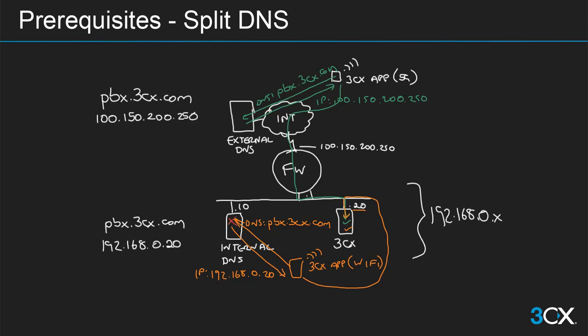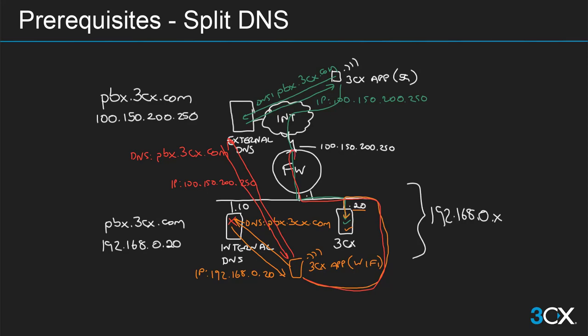If you do not have an internal DNS server, it will be served its IP addresses by the external DNS server. So the device would go to the external DNS server in this case. It will do a DNS request for pbx.3cx.com. It will get the IP address of 100.150.200.250. And through the routing of the network, it will go through to the firewall, and it will go to the external interface. The firewall will reroute that back into the network with hairpin NAT.